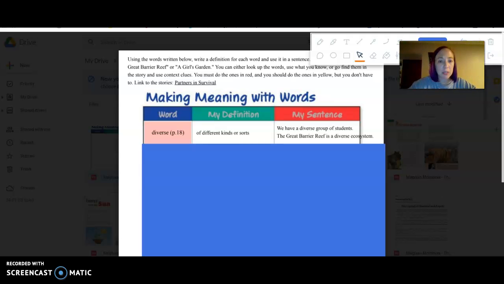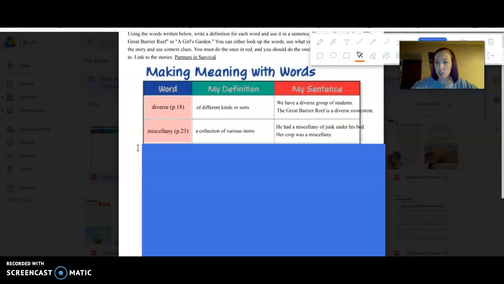So diverse means of different kinds or sorts. So we have a diverse group of students when it comes to race, with gender, with what you like, diverse in a lot of different ways, like we've been reading about. And the Great Barrier Reef is a diverse ecosystem. There's a lot of things that are a part of that ecosystem, lots of organisms and non-living things.